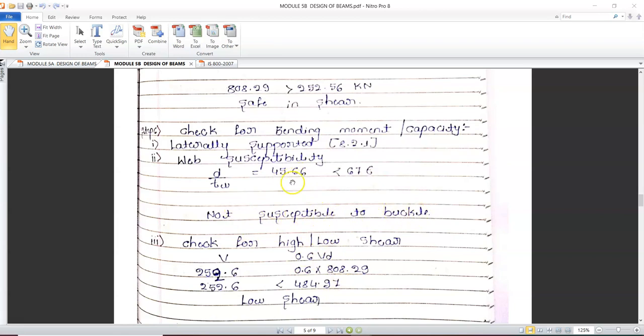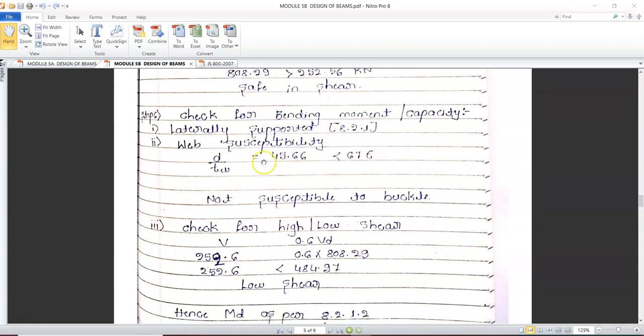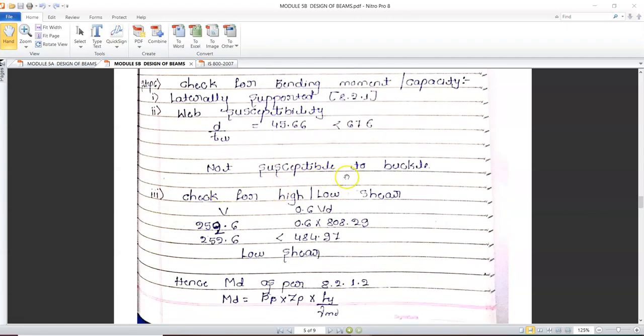Clear? Now from an exam point of view, that is why you have to adopt a higher I section. Now going ahead, as per our calculation, the web is not susceptible to buckling. So now we go ahead with the next calculation.